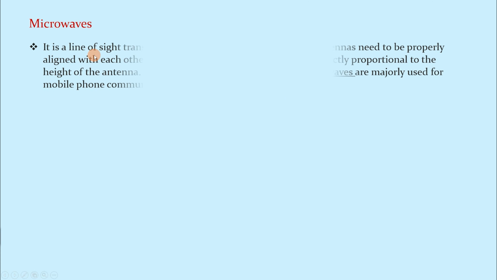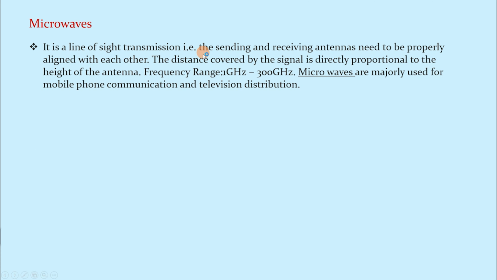Now, microwaves. It is a line of sight transmission, that is, the sending and receiving antennas need to be properly aligned with each other. The distance covered by the signal is directly proportional to the height of antenna. Frequency range is 1 GHz to 300 GHz. Microwaves are majorly used for mobile phone communication and television distribution.